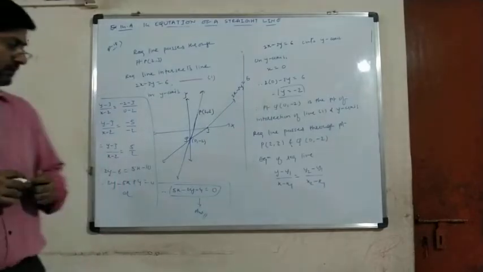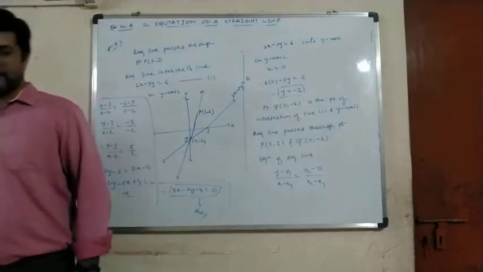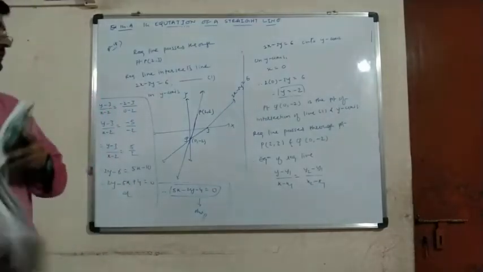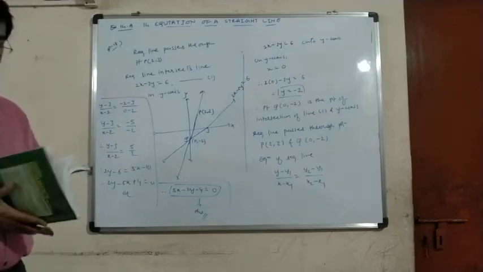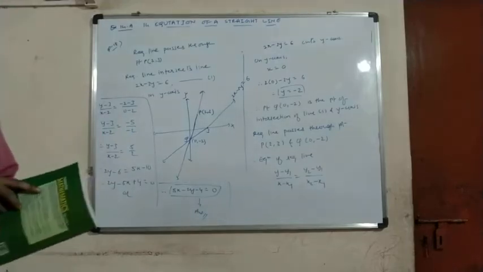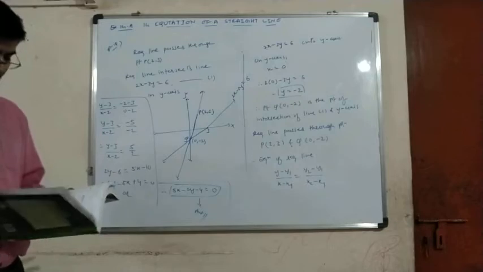This is the equation of the required line. Yes or no? So 5x - 2y - 4 = 0 is the equation of the line passing through points P and Q. Clear?